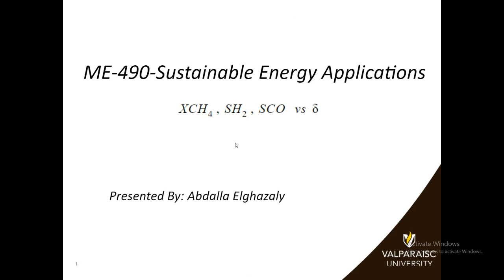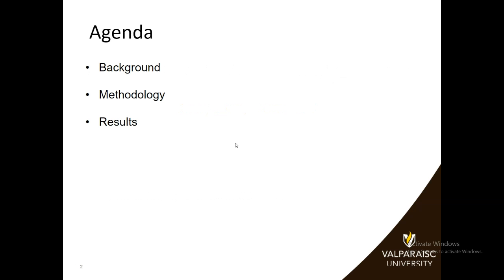My name is Abdallah Ghazali and I'll be giving a presentation on how to relate XCH4, SH2, and SCO versus delta, where XCH4 is the conversion of methane, SH2 is the selectivity of hydrogen, and SCO is the selectivity of carbon monoxide versus delta. Delta is this non-stoichiometry, which we're going to talk about in a moment.